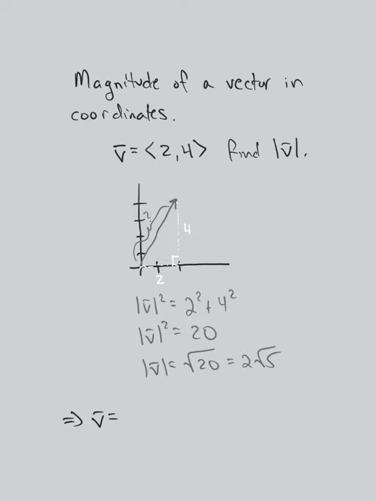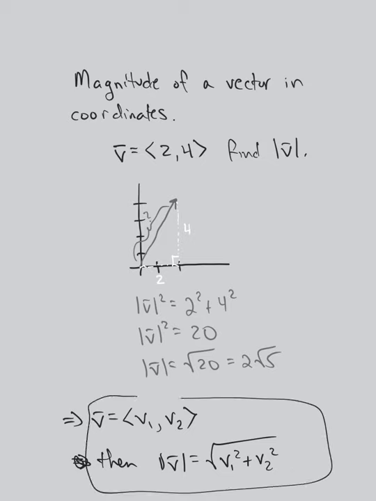In general then, if a vector has coordinates v1 and v2, we would do the same thing. We would still draw this picture. It's just that the side lengths would be v1 and v2, but we could go through the Pythagorean theorem. Then the length of the vector is going to be the square root of, I square each coordinate and add them together. So getting the length of a vector is pretty straightforward.